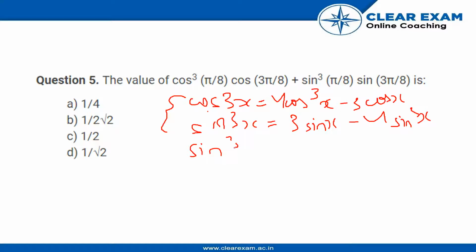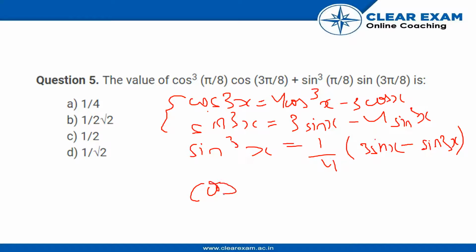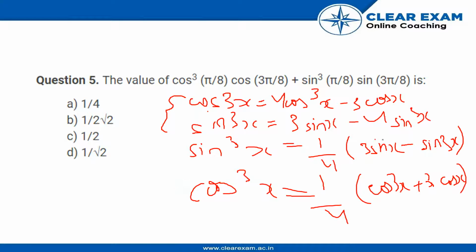sin cube x equals 1 upon 4 (3 sin x minus sin 3x), cos cube x equals 1 upon 4 (cos 3x plus 3 cos x). Yeah, those are our four formulas which we have to use in this question.